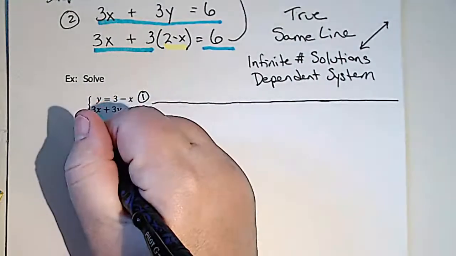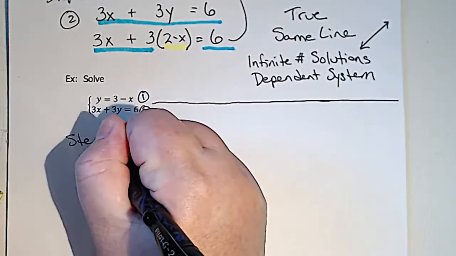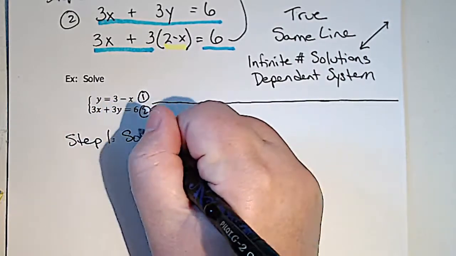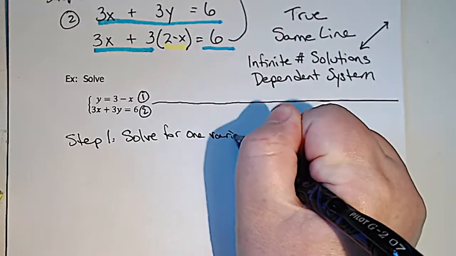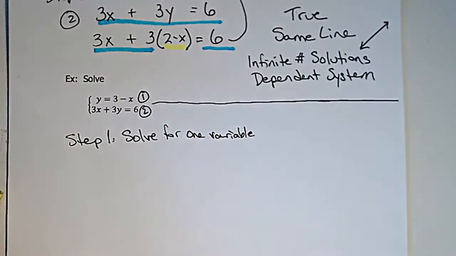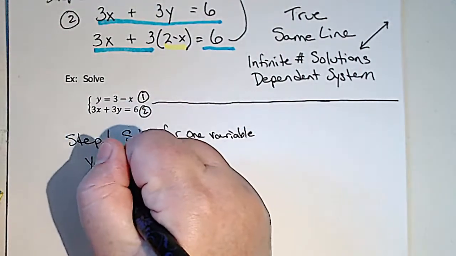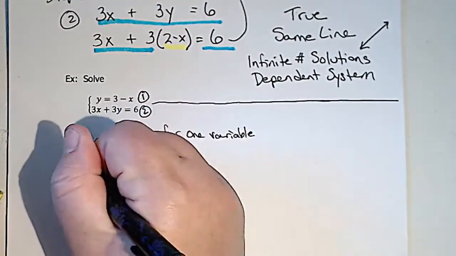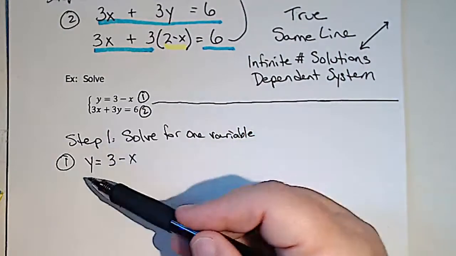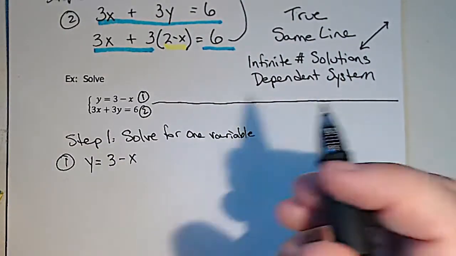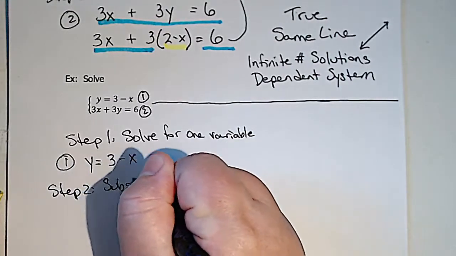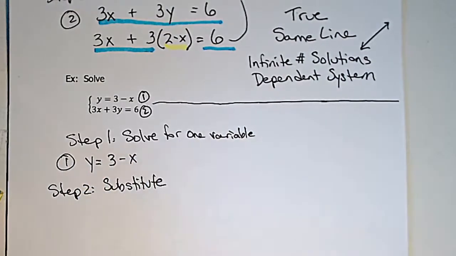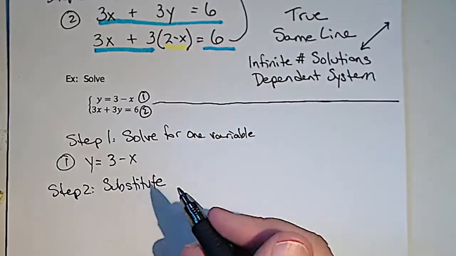Okay, so I got my one equation, my step one, solve for one variable. Uh-oh, I went over it on the other side. Oh no, I'm crossing the streams. Oh well, that's already done. Equation number one is already solved for y. We don't have to do any work. Lovely. Step two, substitute. Yay. Okay, I'm feeling good about this.